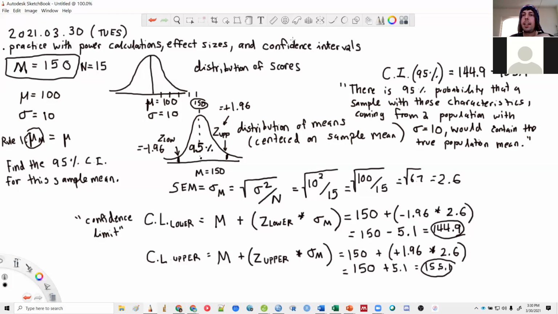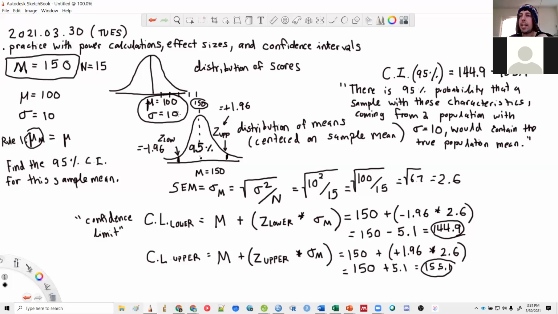And the fact that this 95% confidence interval does not contain a mean of 100, that statement that a mean of 100 is not contained by a 95% confidence interval, is equivalent to saying, if we did a two-tailed test with an alpha value of 0.05, with a sample mean of these same characteristics, we would reject the null hypothesis, where in such a problem, the null hypothesis would be that our sample comes from a population distribution with mean of 100 and standard deviation of 10.